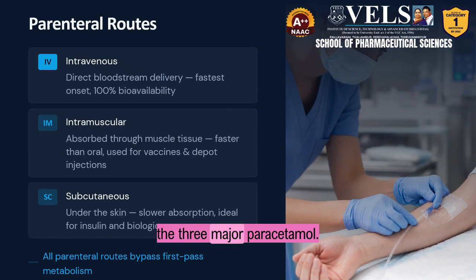The next route of administration is the parenteral route. Introducing the three major parenteral routes. The first route is IV, the intravenous route. It goes directly into the bloodstream, with the fastest onset and 100% bioavailability. The second route is the IM route, the intramuscular route. Injected into muscle, commonly used for vaccines and depot preparations.